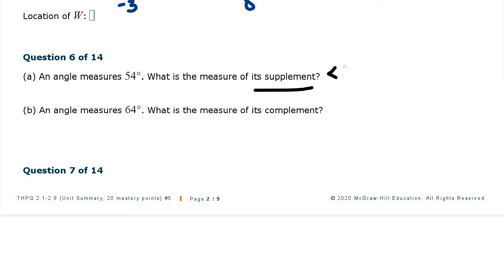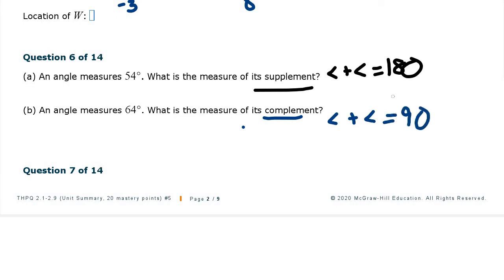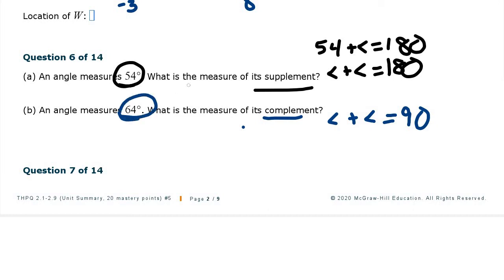Supplement. Angle plus angle equals 180. Complement. Angle plus angle equals 90. If one angle measures 54, it's 54 plus unknown angle equals 180. If one angle is 64, it's 64 plus an angle equals 90. And then you solve.